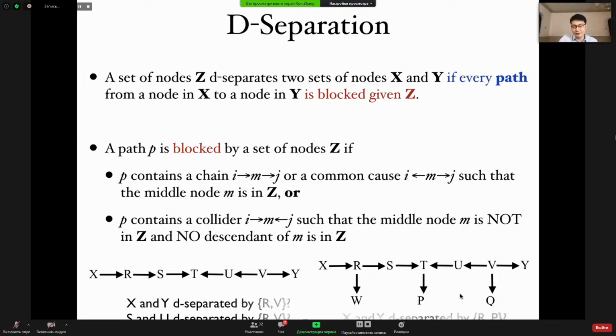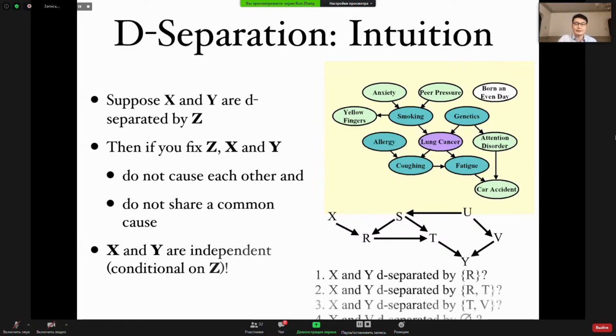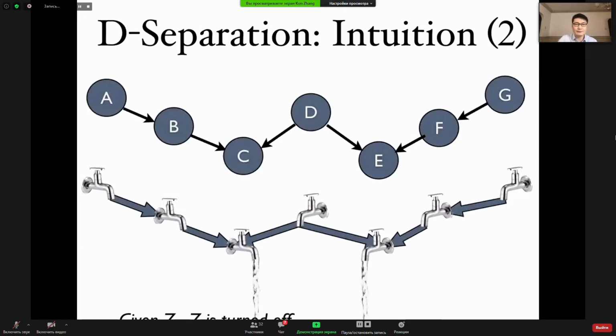Okay, right here you can see more examples. Basically, this is known as the global Markov condition. If x and y are d-separated by Z, then x and y are conditionally independent given Z, or conditioned on Z.